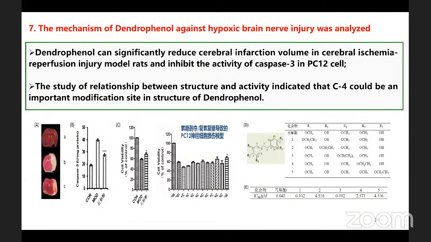Then we also found one traditional Chinese medicine, 石斛, shows great effects against brain nerve injury, and the relation between structure and activity showed that C4 could match an important modification site in the structure of 石斛.